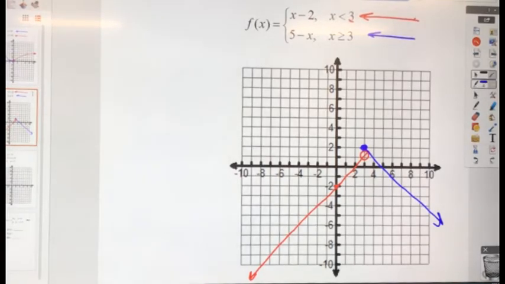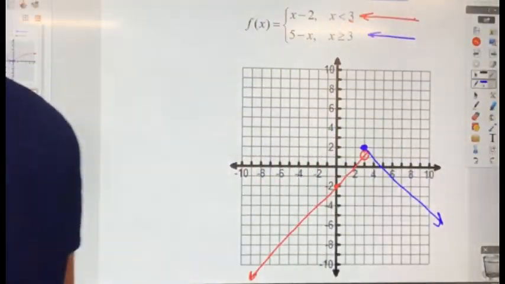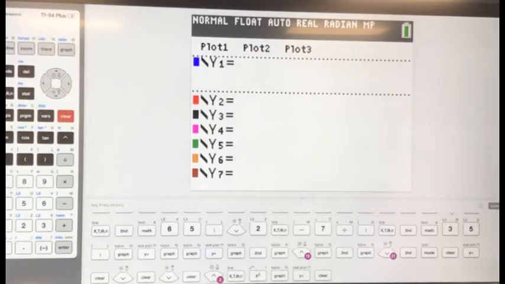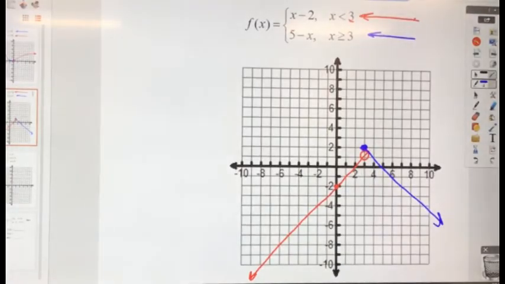Now there is some good news. As it turns out, it is possible for our graphing calculator to graph piecewise functions. But you need to pay very close attention because it takes precise syntax.